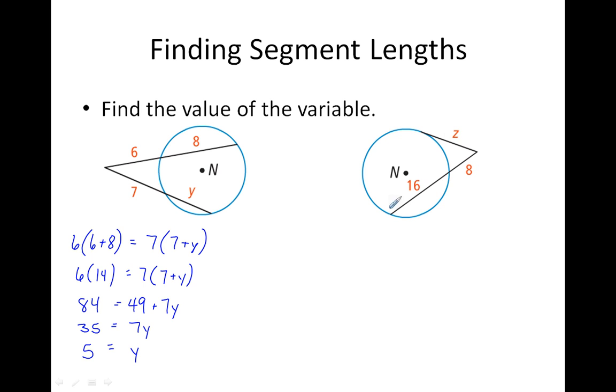Over here, we're going outside the circle, so we're going to do outside times whole equals outside times whole. So z is the only outside times the whole, and that equals the outside part of 8 times the whole thing of 8 plus 16. So we have z squared equals 8 times 8 plus 16, which is 24. So z squared equals 192. That is not a perfect square, so we're going to estimate. Take the square root of that, we get approximately 13.9.